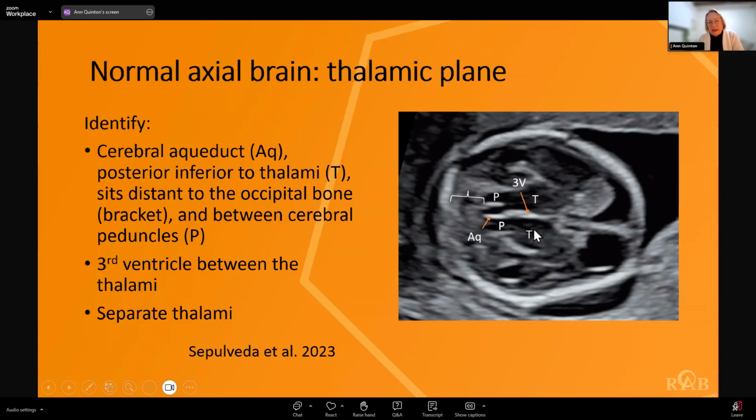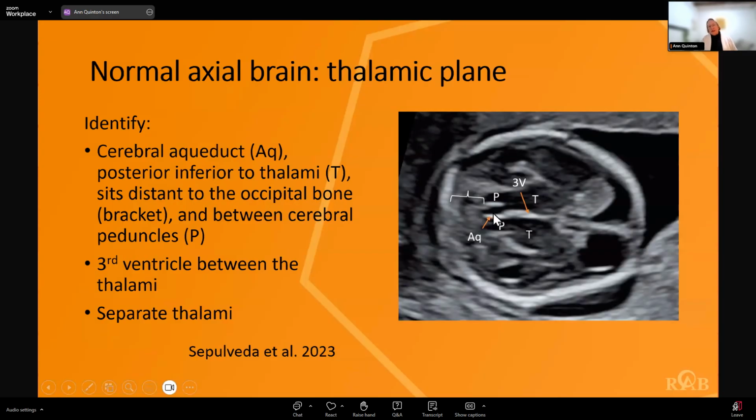two thalami. So they should be separate, and one lobe of each thalami should be sitting on each side of the interhemispheric fissure. Now, this tiny little slit-like structure here, not quite as bright white, between the thalami is actually the third ventricle, so it's very tiny in the normal fetus. And then posterior and slightly inferior to the thalami, on either side we can see the cerebral peduncles, and between the cerebral peduncles, this is the cerebral aqueduct here.